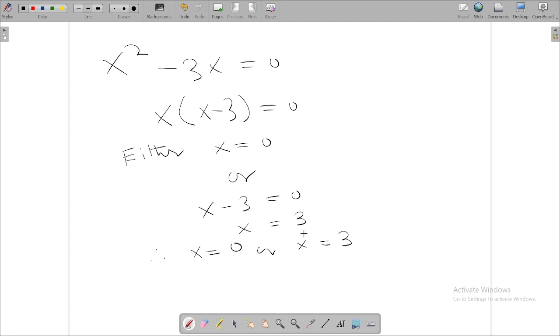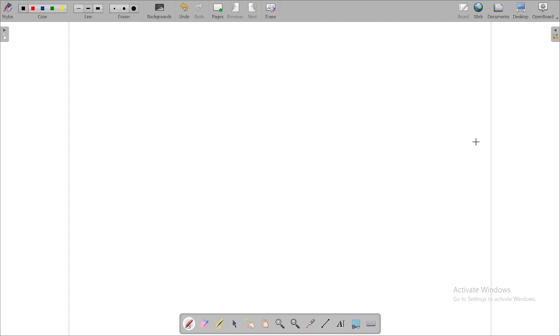Good. Now we want to look at our last form of the quadratic equation, which is ax squared plus bx plus c is equal to 0. Now, in order to solve a quadratic equation of this form, what we normally do here is that the first thing to look at is the product of a and c. So a times c will give us ac.